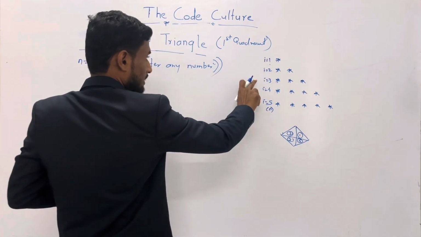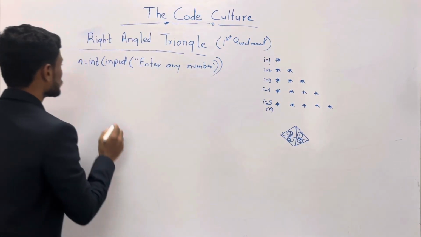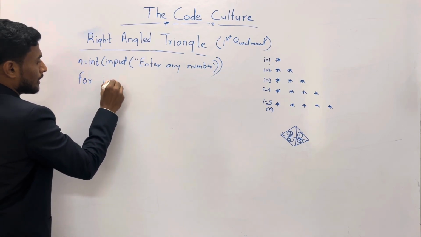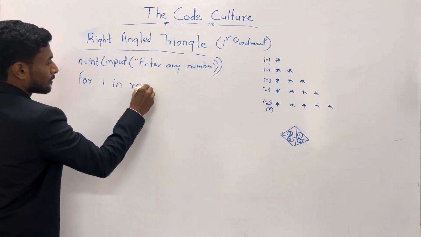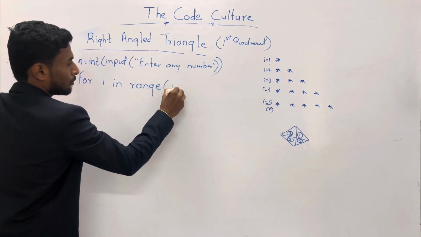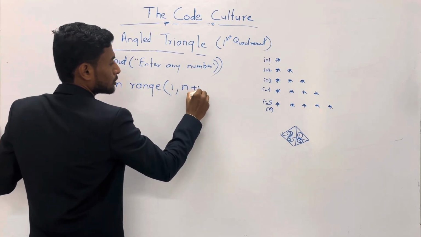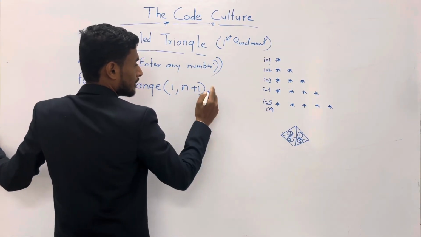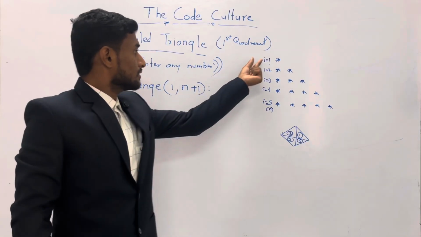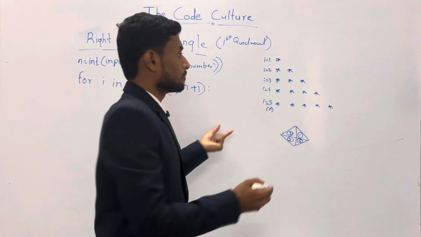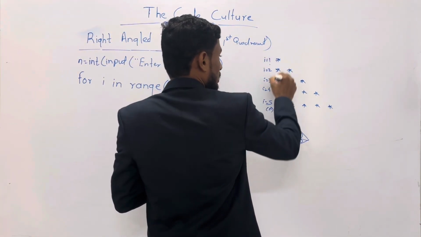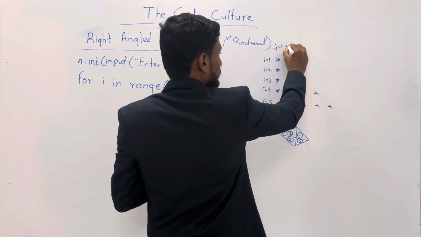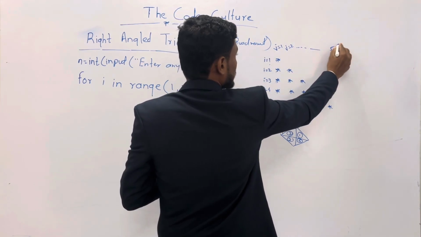So take first for loop for number of rows. So for I in range 1 comma n plus 1. Why n plus 1? Because we are starting from 1 and going up to n. Within that take the second for loop, that is inner for loop, for the number of columns or the number of stars, suppose j equals to 1, j equals to 2 and up to j equals to 5.